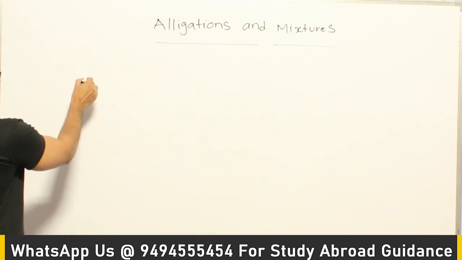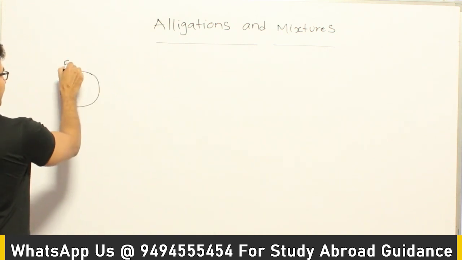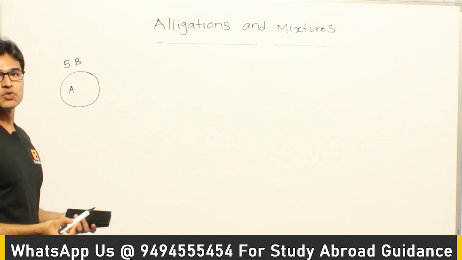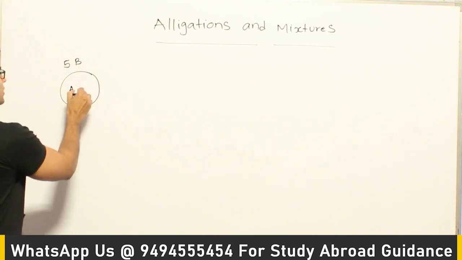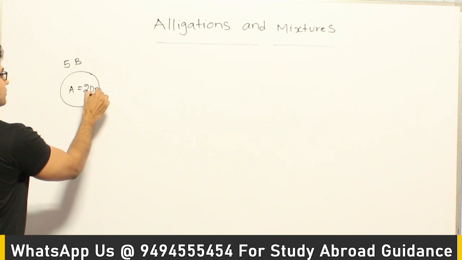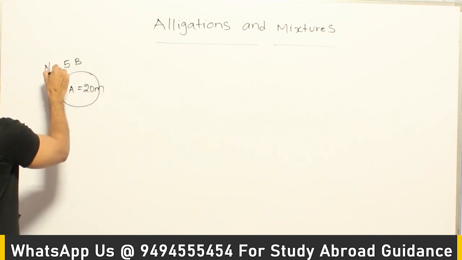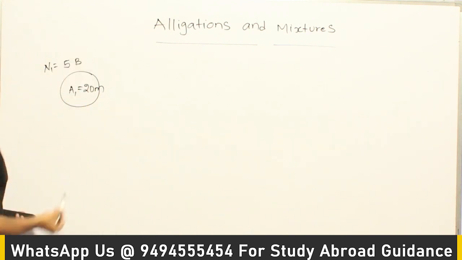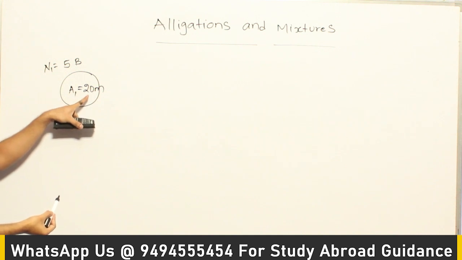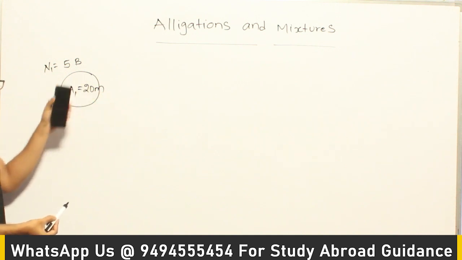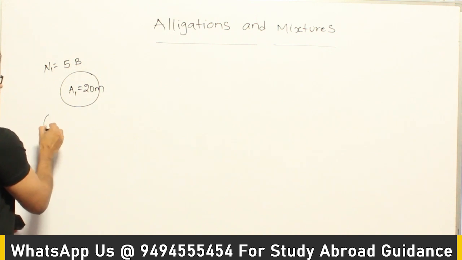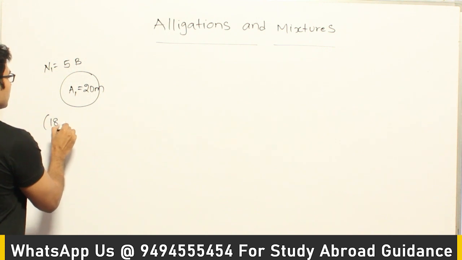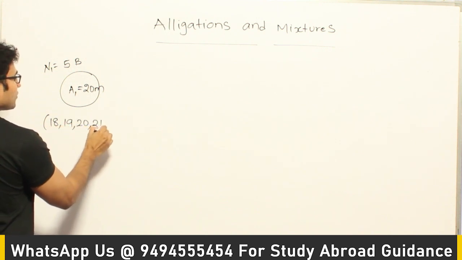Let us assume that there is a group of five boys, and say the average marks obtained by these five boys is, let's say, 20 marks. Assume that n1 is the number of people in this first group, and a1 is the average of this group. Now how do you get this average 20? If you take a distribution, you will understand it clearly. Let us say the marks scored by each student individually are 18, 19, 20, 21, 22.